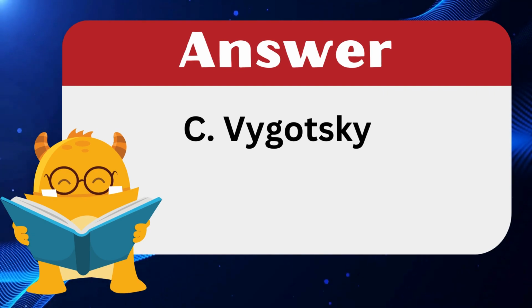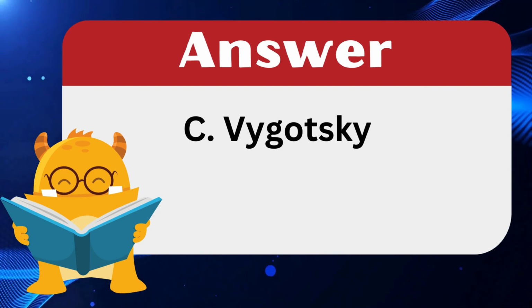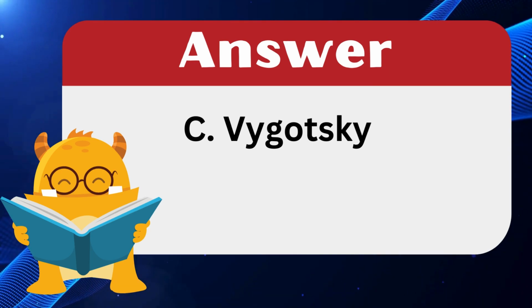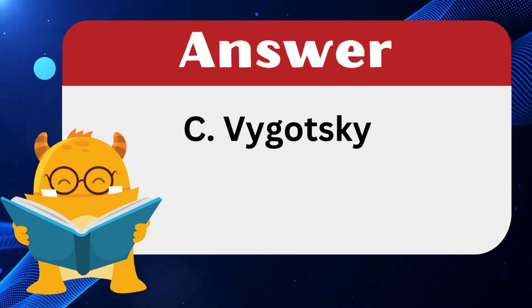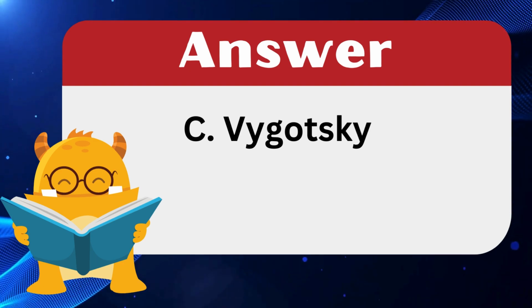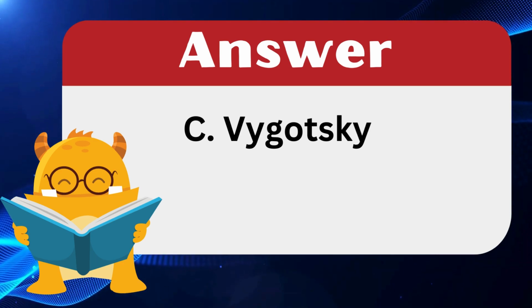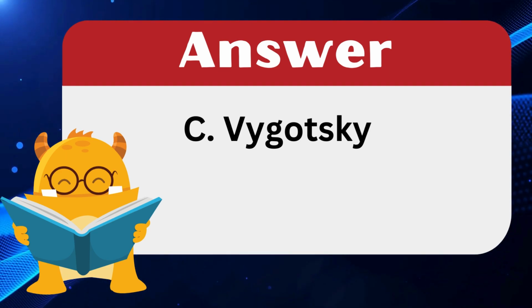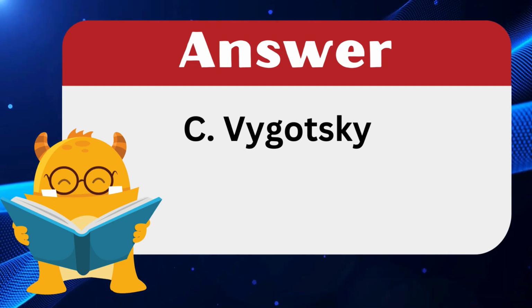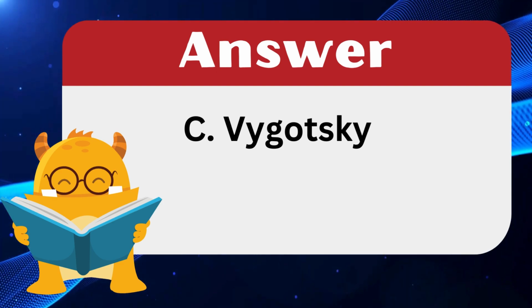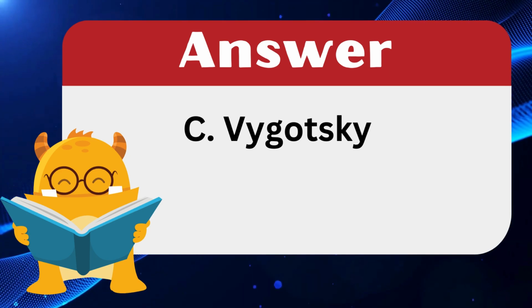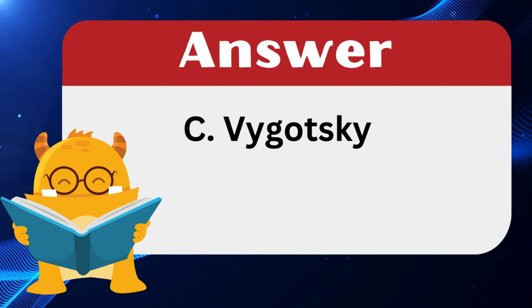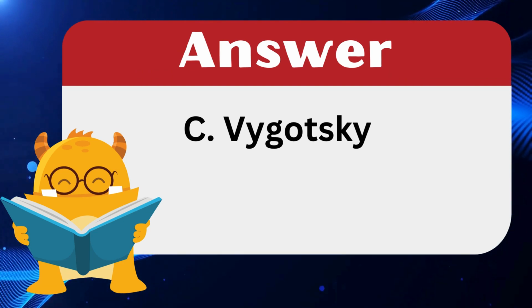C. Vygotsky. Vygotsky highlighted the significance of social interaction, language, and cognitive support in learning. According to his sociocultural theory, learning occurs through social communication, inner speech development, guidance by more knowledgeable individuals, and cultural tools like language and symbolic systems. Vygotsky emphasized the importance of social interactions in cognitive development and learning through interaction with more experienced individuals.